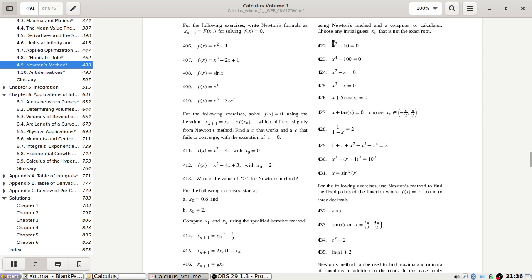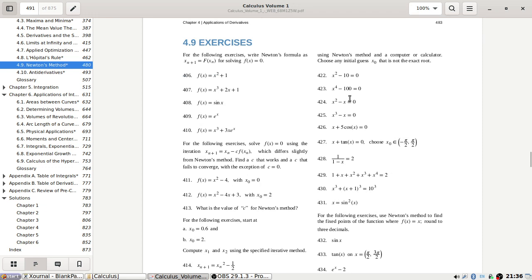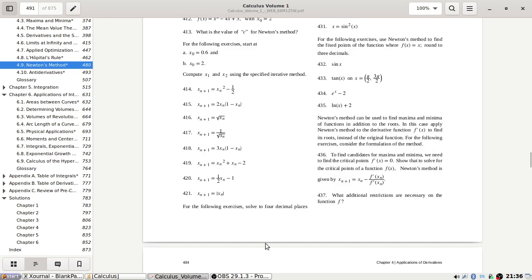Okay, so just practice Newton Raphson for these to find a root. Fair enough. But I think we'll leave it there for today and continue it next time. We have done up to 421.